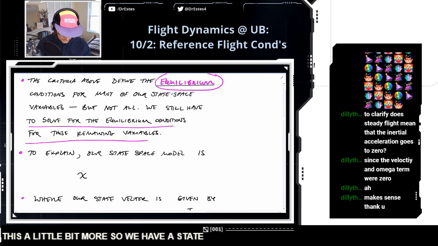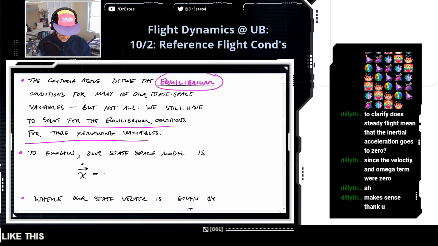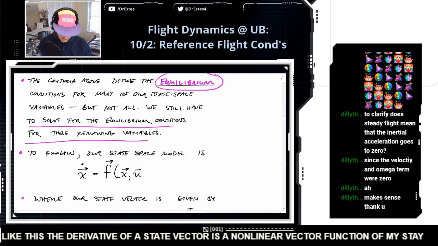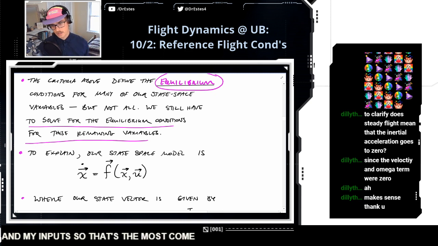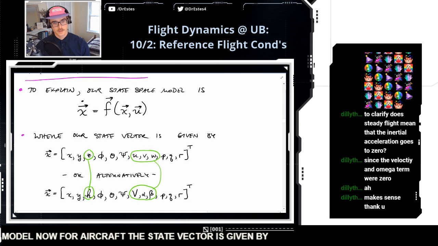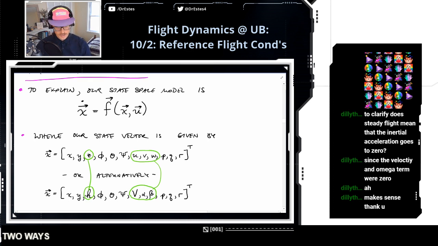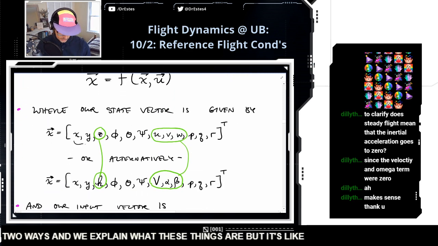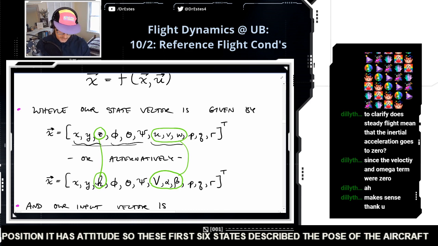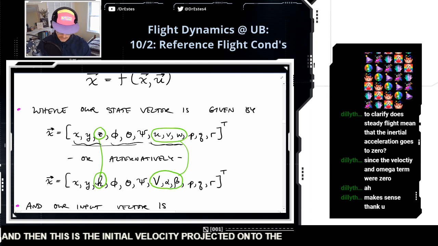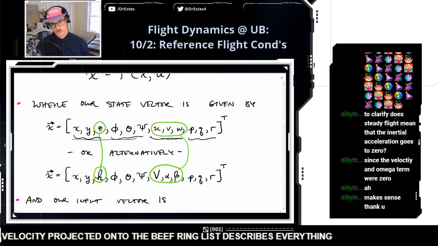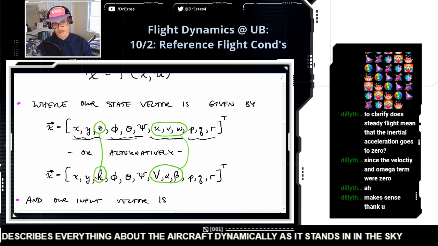So we have a state space model for an aircraft, and it looks like this. The derivative of my state vector is a nonlinear vector function of my states and my inputs. That's the most compact way of writing a nonlinear state space model. Now for aircraft, the state vector is given by, well, you could write it one of two ways. It has inertial position and attitude, so these first six states describe the pose of the aircraft. Then this is the inertial velocity projected onto the B frame, and here's the angular velocity projected onto the B frame. So this describes everything about the aircraft dynamically as it stands in the sky at any point.